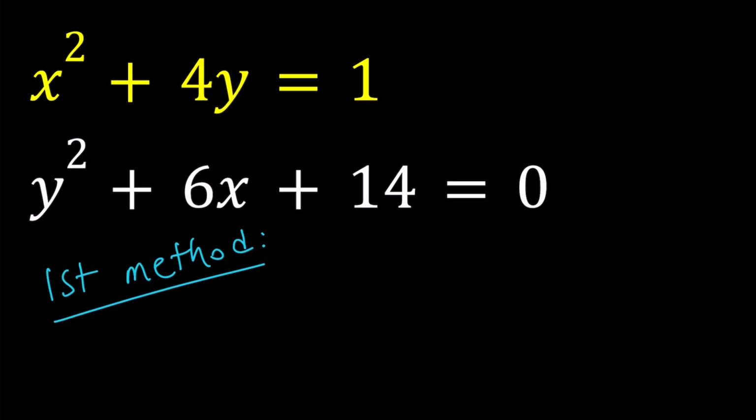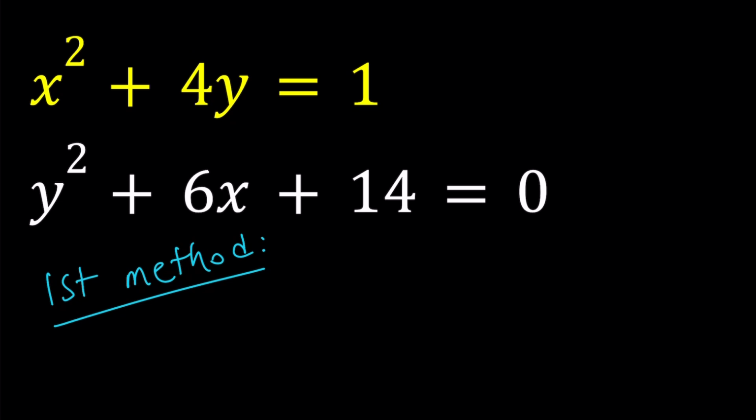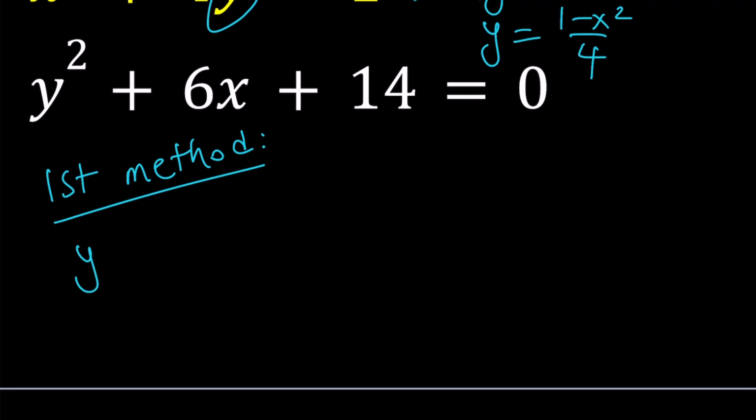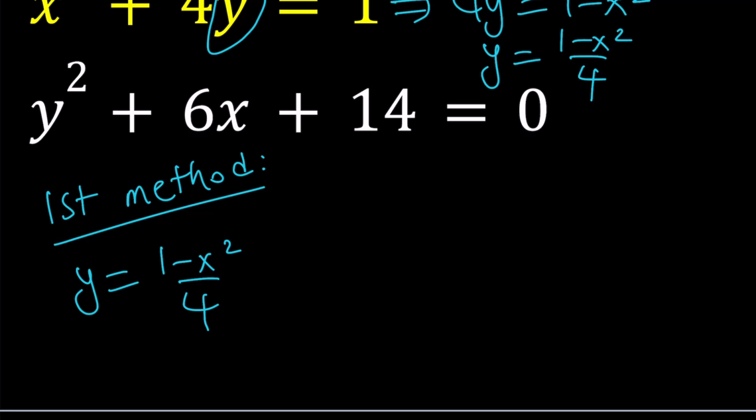All right, x squared plus 4y equals 1 and y squared plus 6x plus 14 is equal to 0. So I noticed that in the first equation, x is quadratic. In the second one, y is quadratic. So from the first equation, I can go ahead and isolate y. Don't ask why, but you can do it. So 4y is equal to 1 minus x squared, and divide both sides by 4. You get y equals (1 minus x squared) divided by 4. So we have y equals (1 minus x squared) divided by 4 from the first equation, and then we're going to plug it into the second equation.